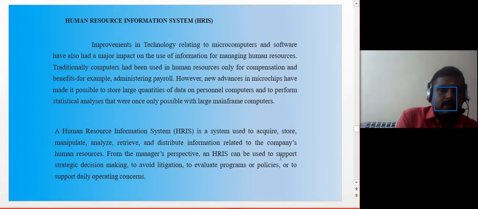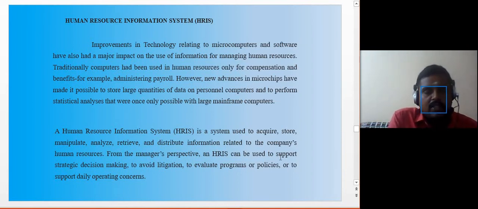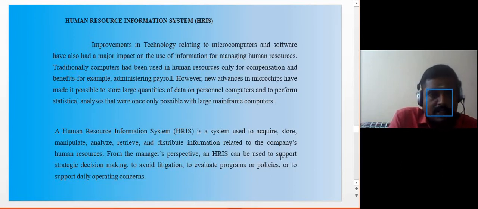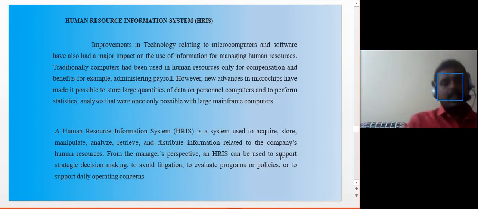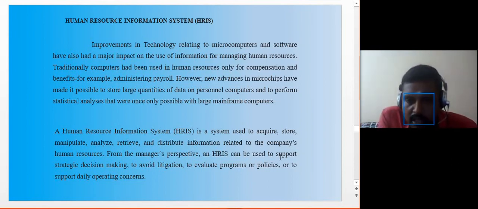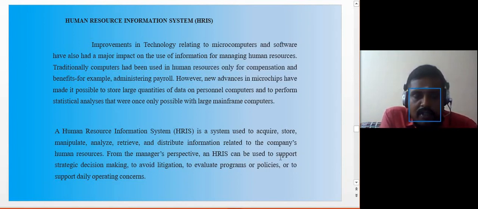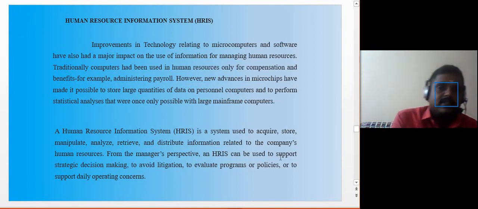The human resource information system: improvements in technology relating to microcomputers and software have also had a major impact on the use of information for managing human resources. The human resource information system is a system used to acquire, store, manipulate, analyze, retrieve, and distribute information related to the company's human resources. From the manager's perspective, an HRIS can be used to support strategic decision making, to avoid litigation, to evaluate programs or policies, or to support daily operating concerns.